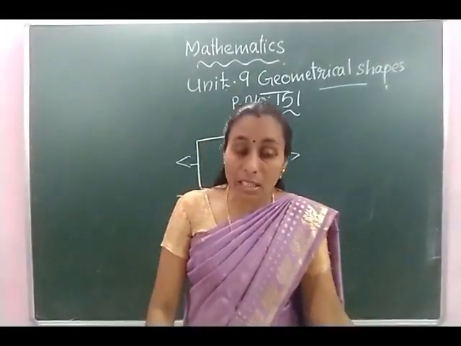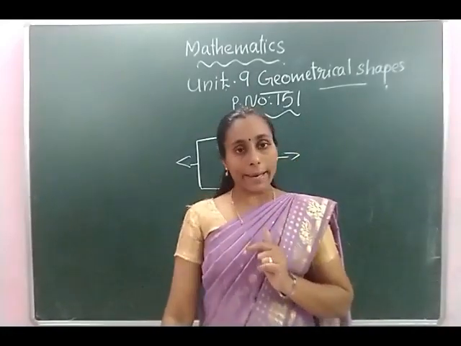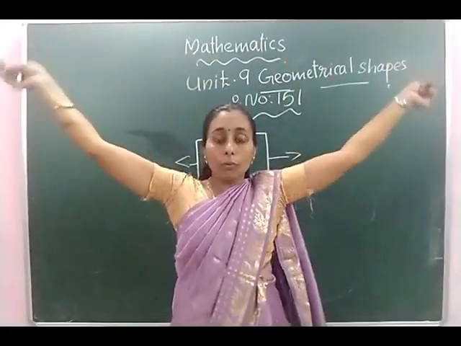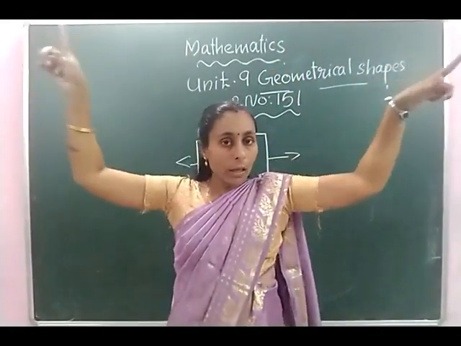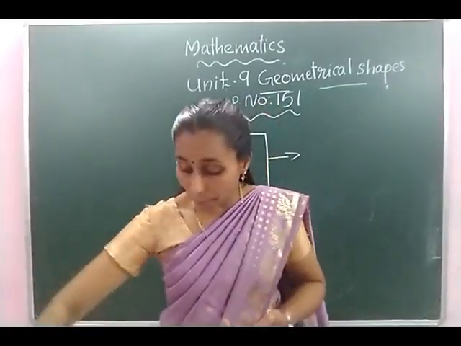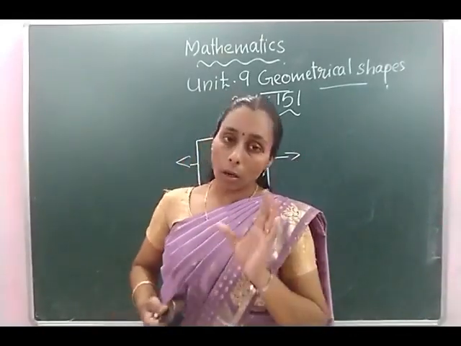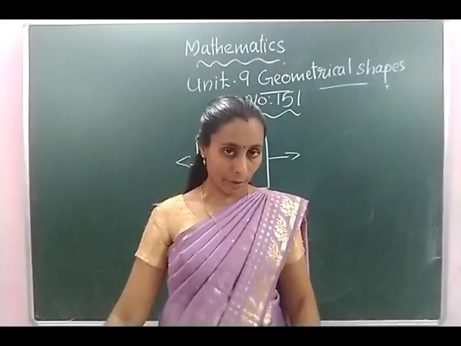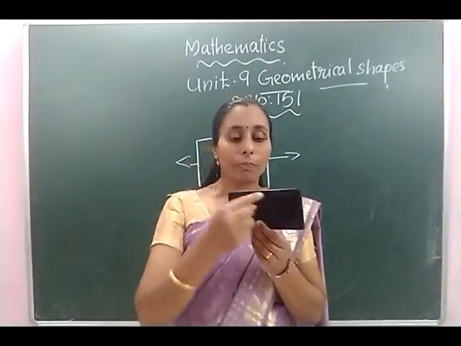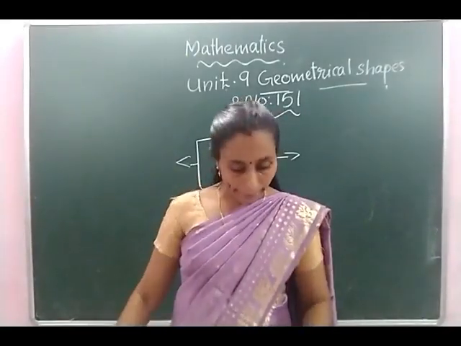A plane is a flat surface which extends endlessly in all directions. Our floor, a roof, a terrace, a tabletop, the surface of a mobile: these are all examples of plane surfaces. But here, all four sides are extending endlessly.